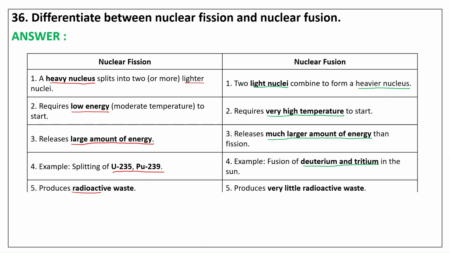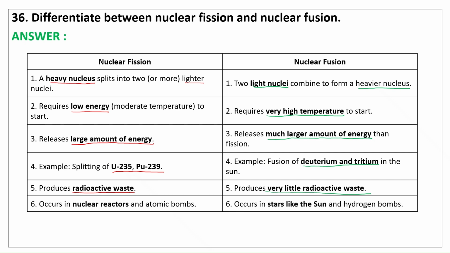5. Nuclear fission produces radioactive waste. Nuclear fusion produces very little radioactive waste. 6. Nuclear fission occurs in nuclear reactors and atomic bombs. Nuclear fusion occurs in stars like the Sun and hydrogen bombs.